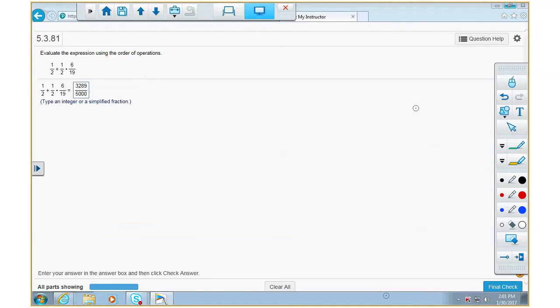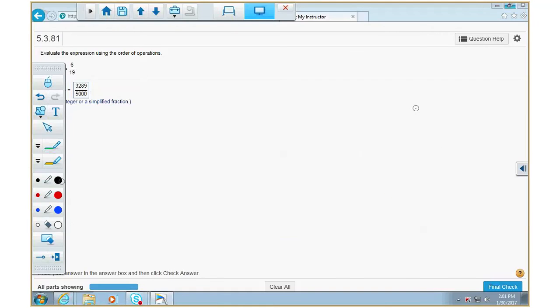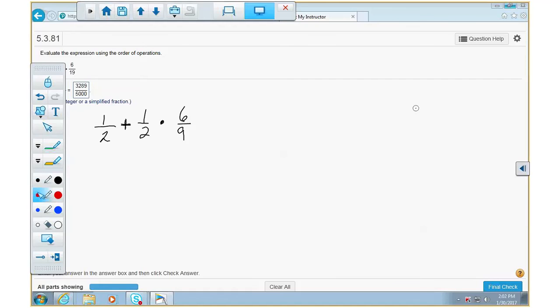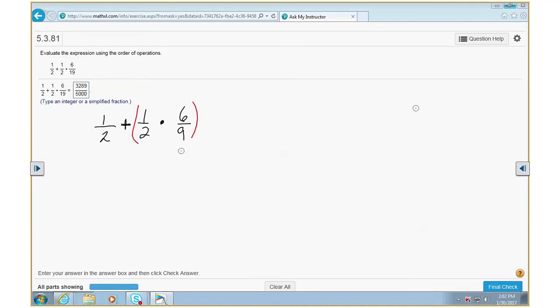Yep. Because anything that looks like a cluster, chances are it'll be on the test, like this one. 1 over 2 plus 1 over 2 times 6 over 19. Now, order of operations. We've got addition, and we've got what else? What are those? Brother and sister or cousins? Please excuse my dear Aunt Sally, which puts parentheses around that.